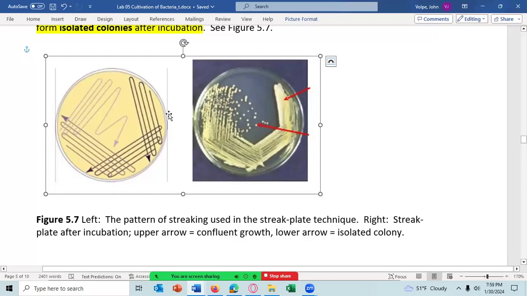Anyways, on this question, you do the quadrant streaking. However, you don't take the loop after quadrant 1 and sterilize it to streak out sector 2. And the same with sector 3. Between sector 2 and sector 3, you don't sterilize the loop. You just continue streaking. So you have cells both from what is on the loop as well as the cells you're picking up from sector 2 on the plate. And then you do the same thing between sector 4 and 3. Any questions about any of that?